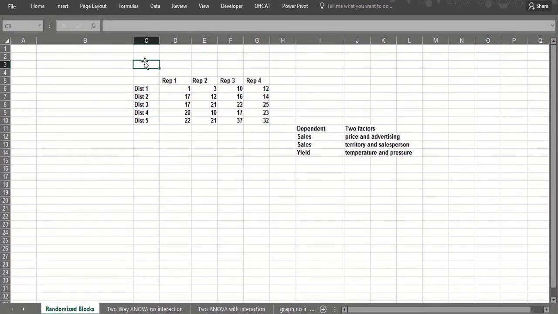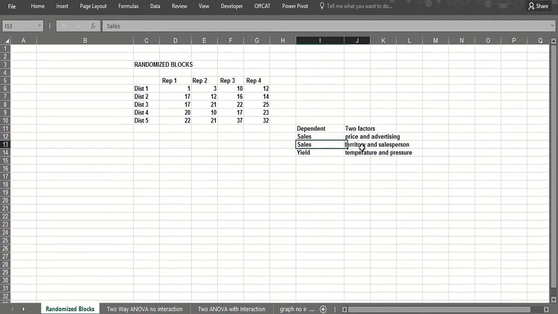In this video, we're going to discuss randomized blocks. So what does that mean? You've got two factors influencing a dependent variable. So you might want to predict sales, and price and advertising affect sales. You might want to predict sales, and the territory and the salesperson affect the sales during a particular month. You might work for a drug company, and the yield of a production process may be influenced by temperature and pressure. And so you want to easily figure out how these two factors affect what you're trying to predict.